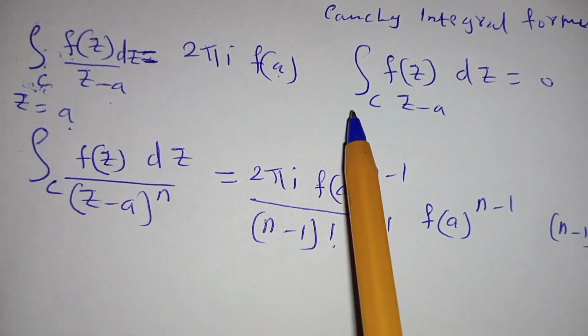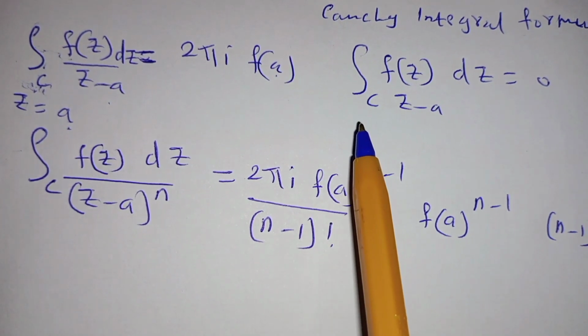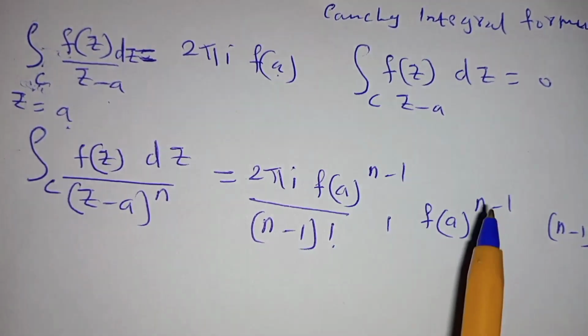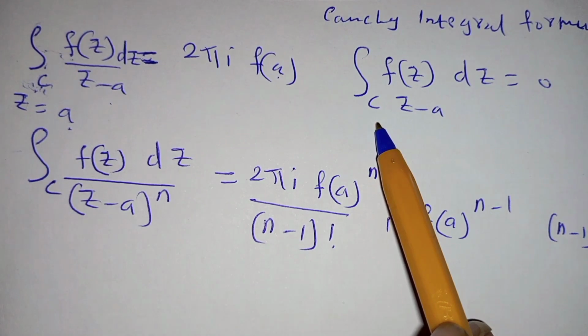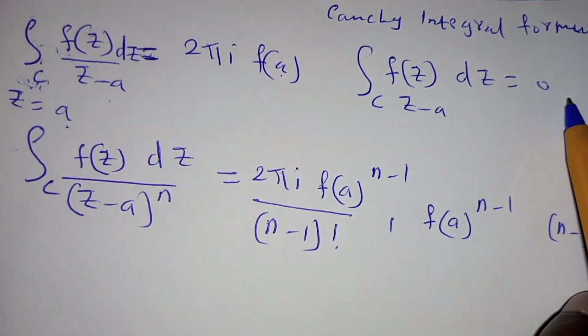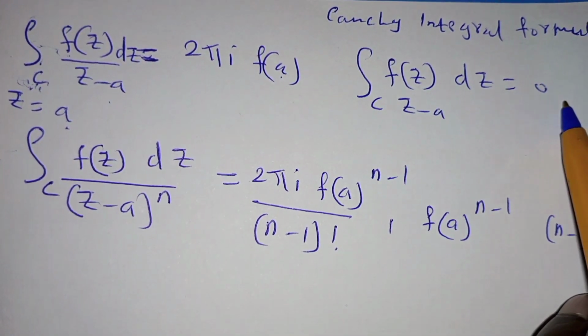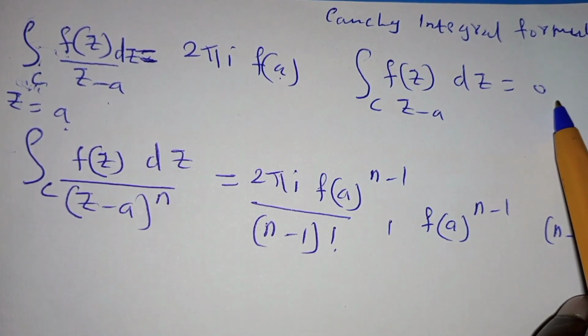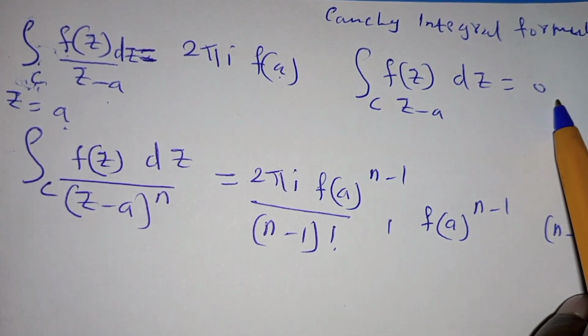Now, in the case a is outside the contour C, then the integral will reduce to 0. It will reduce to 0 because the sum of the residues outside the given circle is equal to 0.